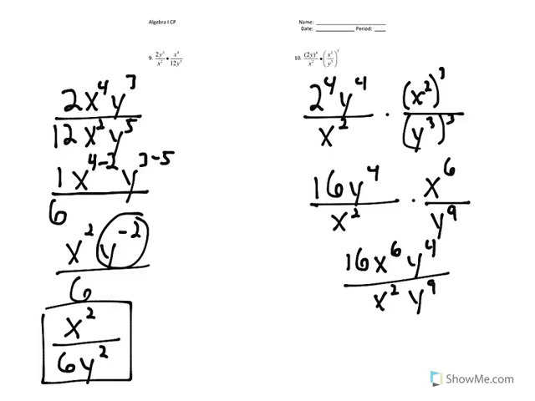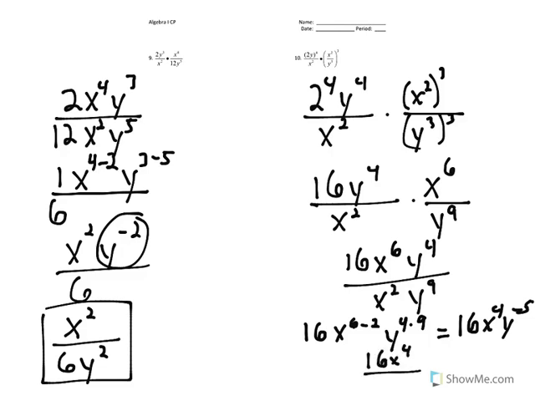All right, and so if we simplify this, we get 16, we have x to the 6 minus 2, y to the 4 minus 9. And finally, looks like we get 16 x to the 4th, y to the negative 5th, running out of room here, and move the y to the denominator. So 16 x to the 4th in the numerator, y to the 5th in the denominator. Final answer, one of each type of term, coefficient, an x, and a y. No negative exponents.